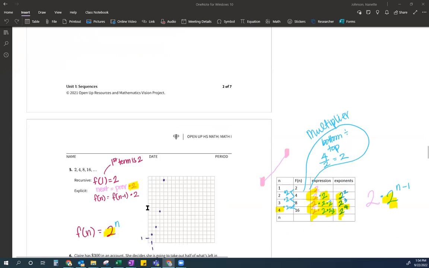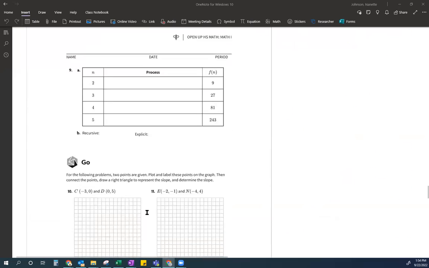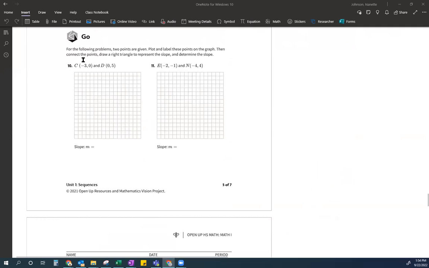Okay, that one's done. And then number 10 is similar, not exactly the same, but very similar. It says for the following problems, 2 points are given. Okay. And then it says plot the points on the graph, then connect the points and draw the triangle. We just drew the up over triangle to represent the slope and then determine the slope. Wait, what do you want me to do? So first graph those 2 points?